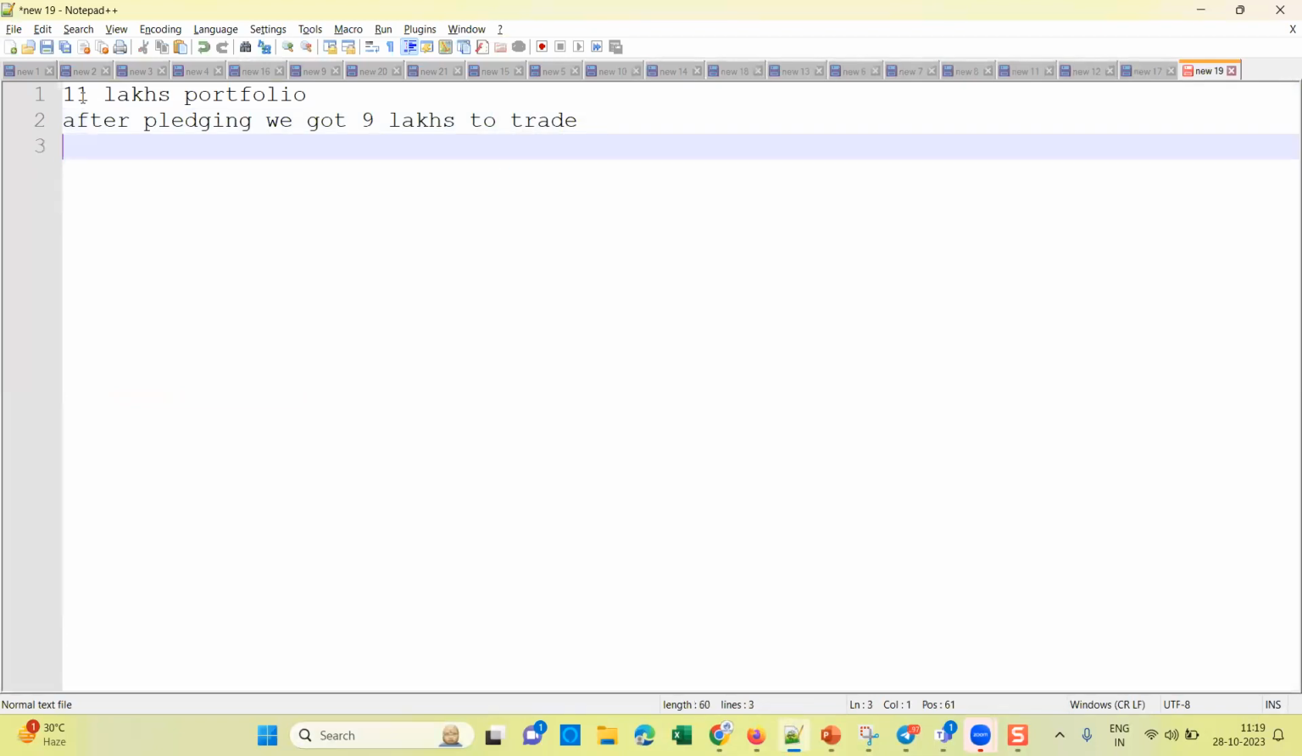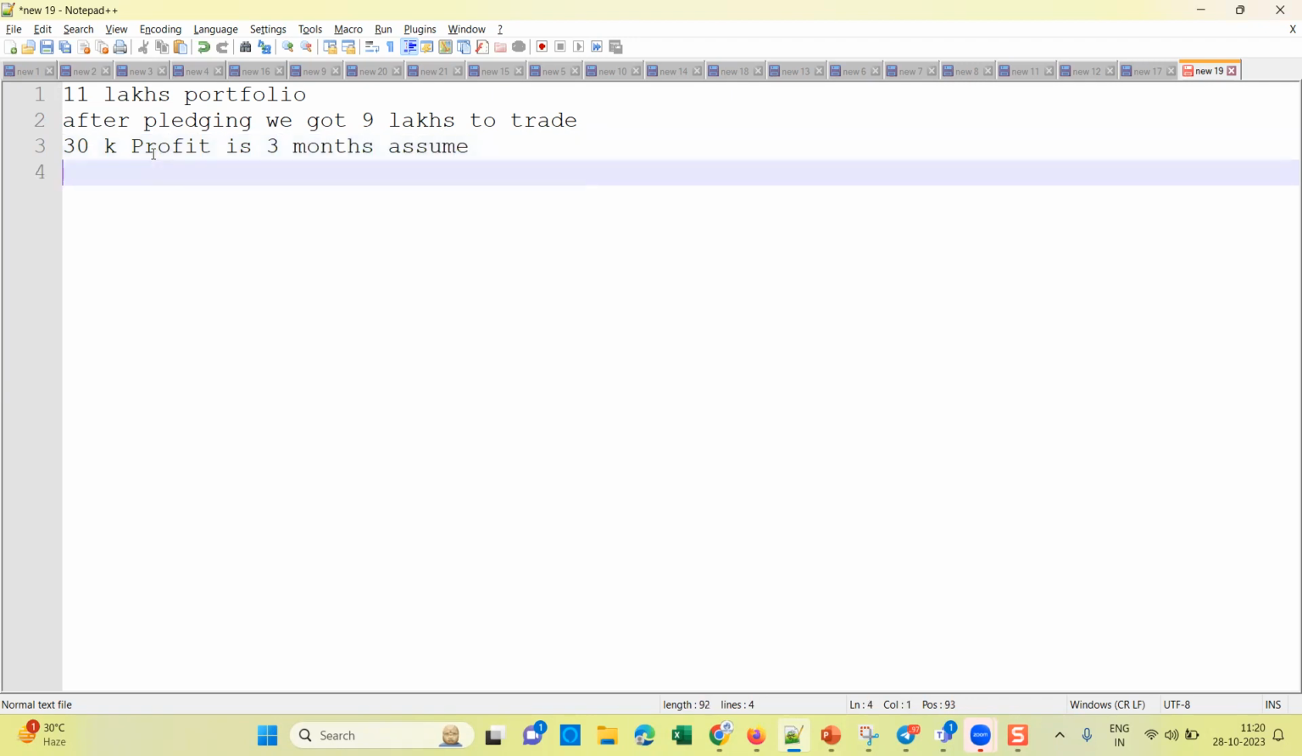Okay. So through 9 lakhs of option selling, let's say in a matter of 3 months, a quarter, 3 months is called a quarter, right? So in a matter of 3 months, let's say we got some 30,000 profit, 30K profit in 3 months, assume.